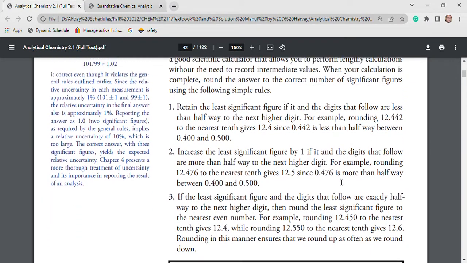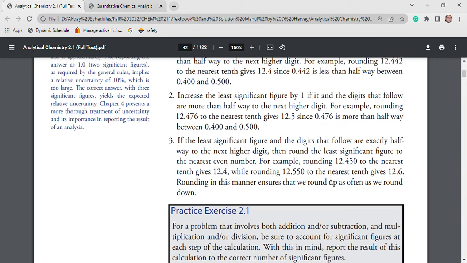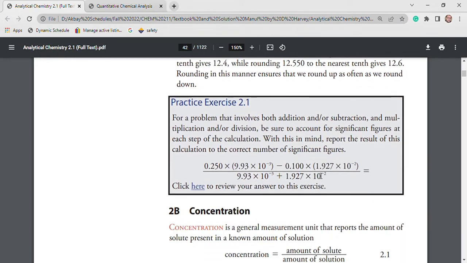Basically, we have to retain more digits when we do the calculation, and so on and so forth. Now this is an exercise. It is more complex. So we got two numbers: 0.250 times 9.91 times 10 to the negative 3, minus 0.110 times 10 to the 1.927 times 10 to the negative 2, divided by... So you got two numbers that we have to add.